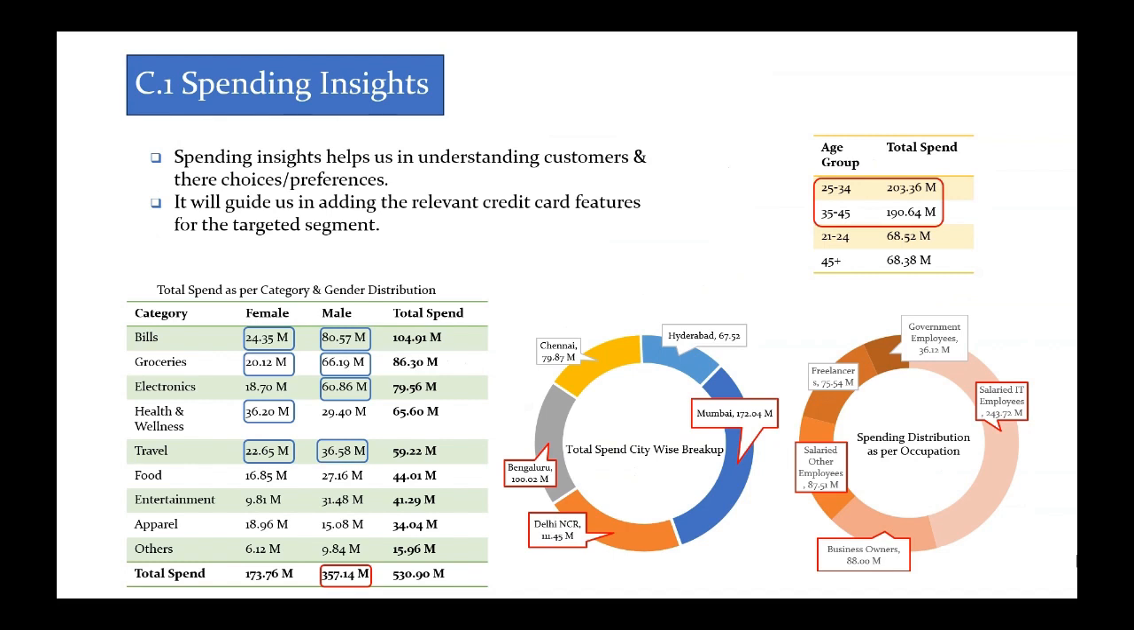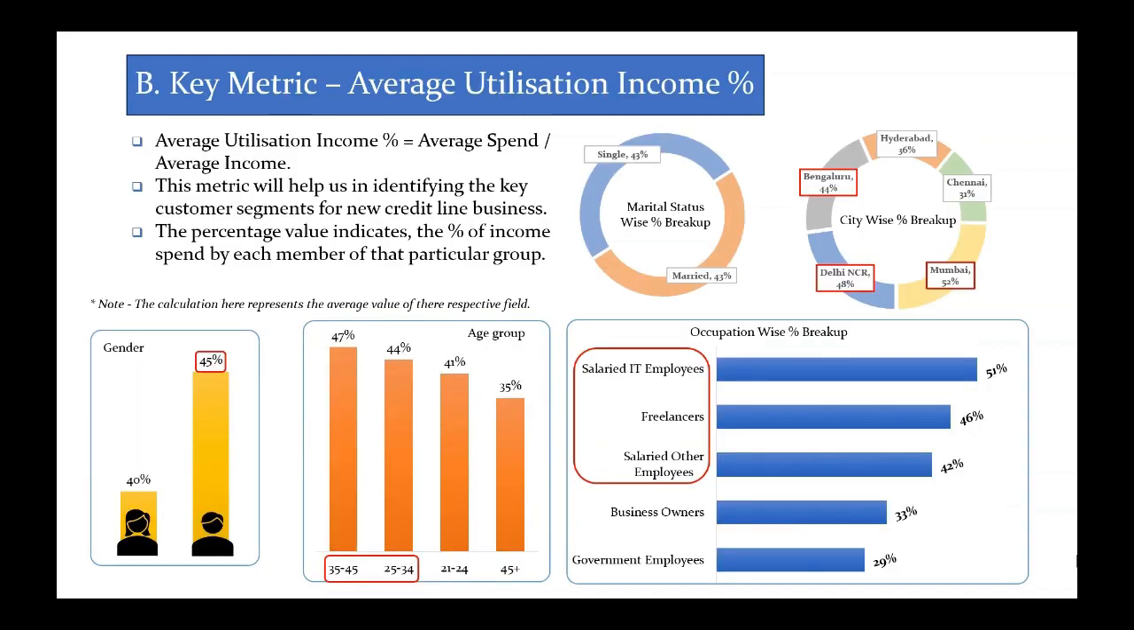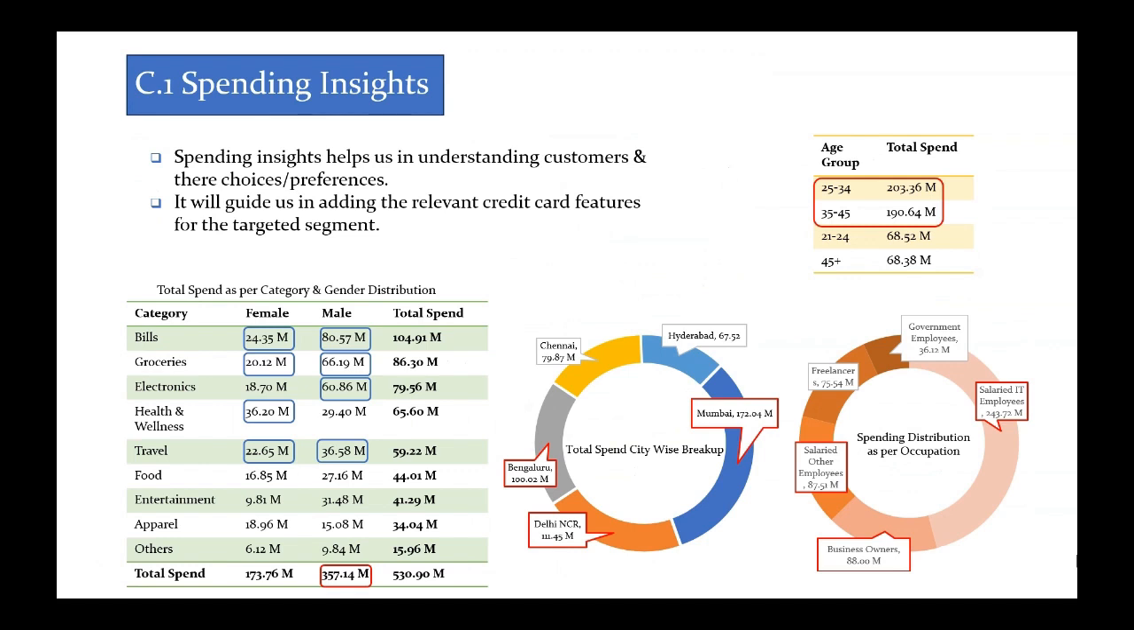Then if we look at the total spend city-wise breakup, the cities remain the same as they were in the average utilization income percentage as well. It was Mumbai, Delhi, and Bangalore. Similarly, here as well, it is the same: Mumbai, Delhi, Bangalore. It remains the same.